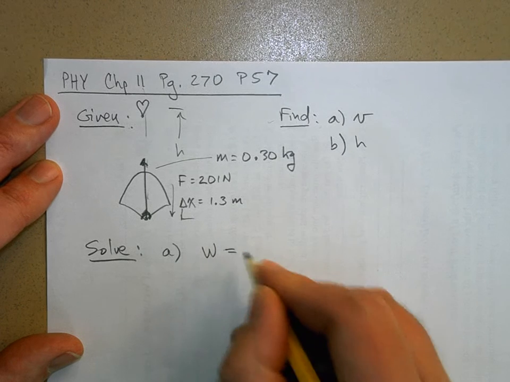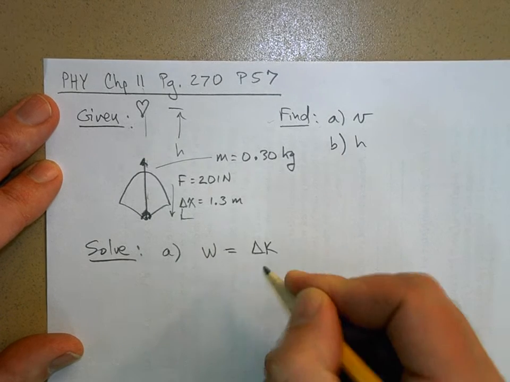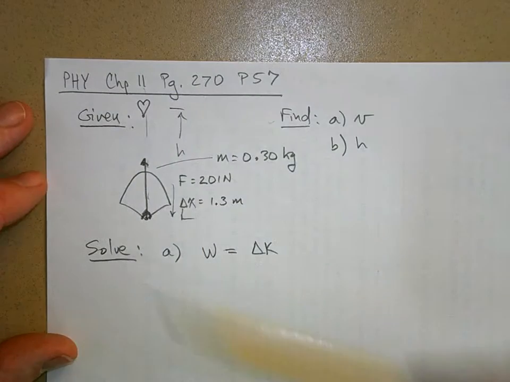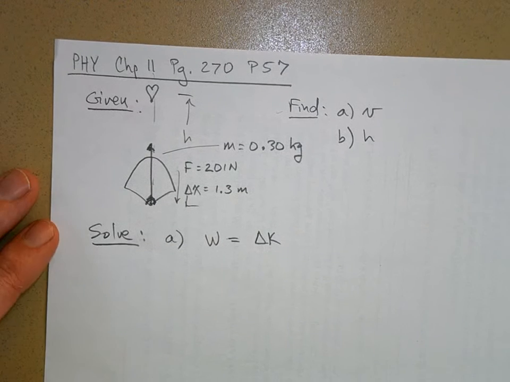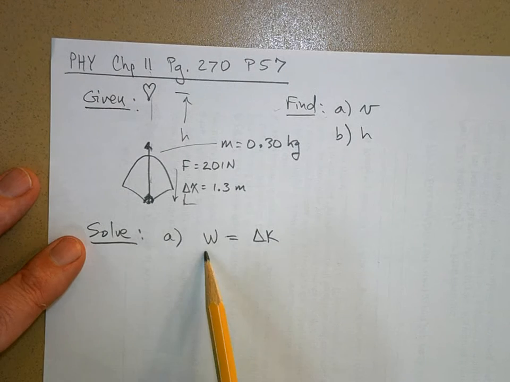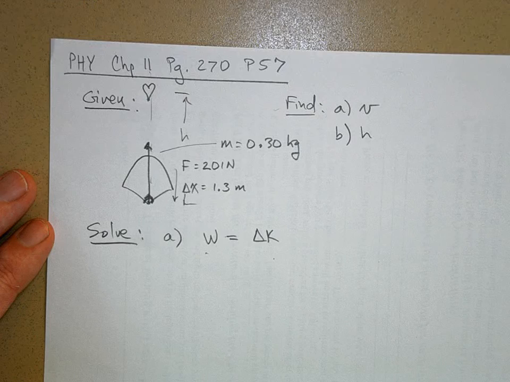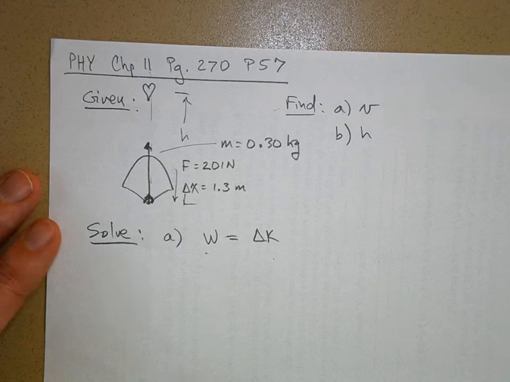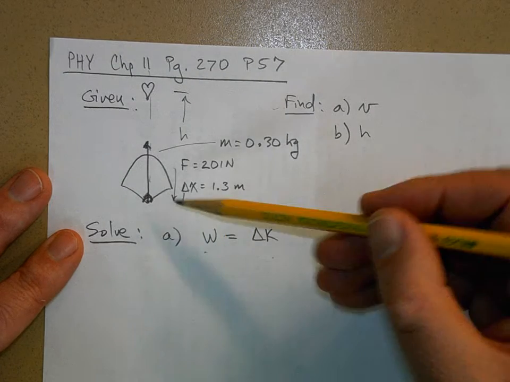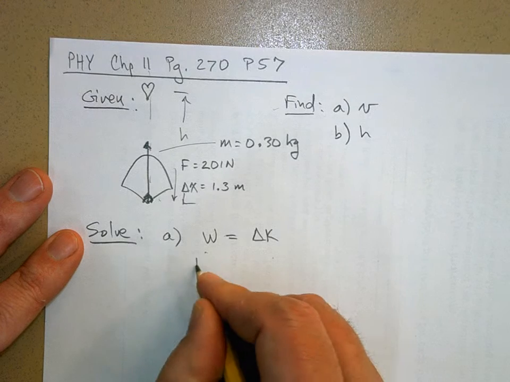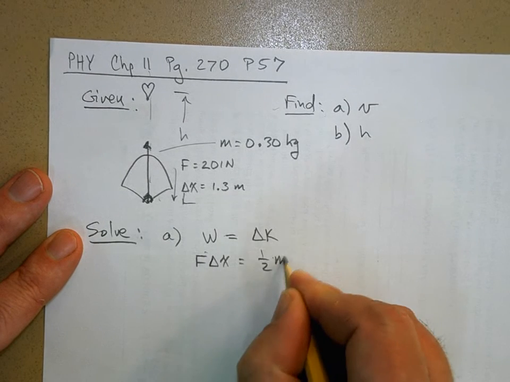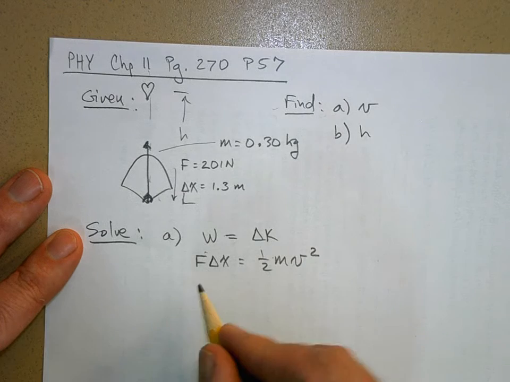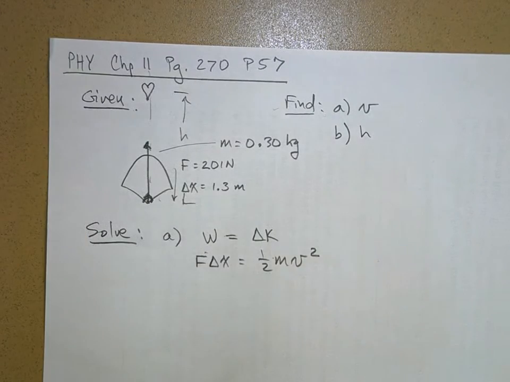So for part A, the work done on the arrow is going to get turned into kinetic energy. Now, I suppose when you fire it, it does lift up a little bit, but we're going to ignore that. We're just going to make some simplifying assumptions that the work done when you fire the arrow results in a change in the arrow's kinetic energy. And this is the work energy theorem. So the work done when you fire it, this is force times delta x, and this is equal to 1/2 mv squared.